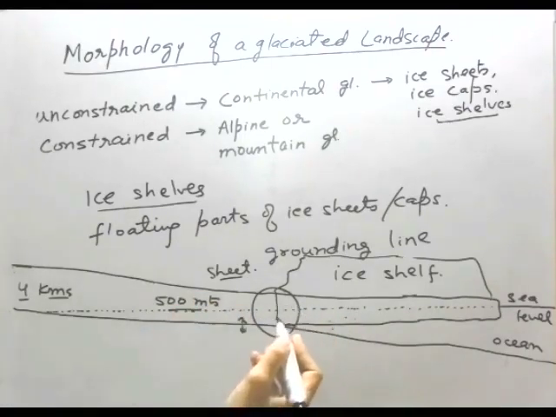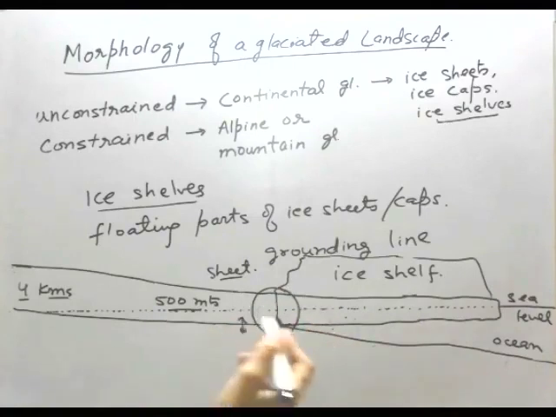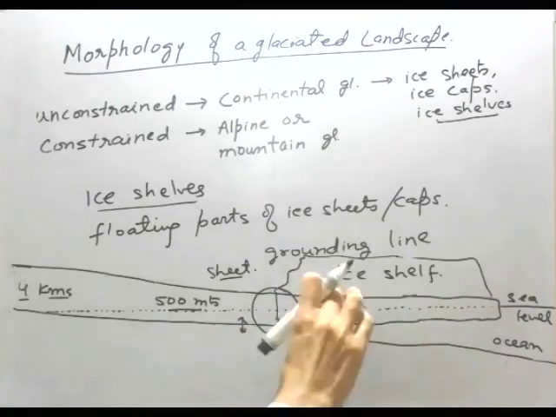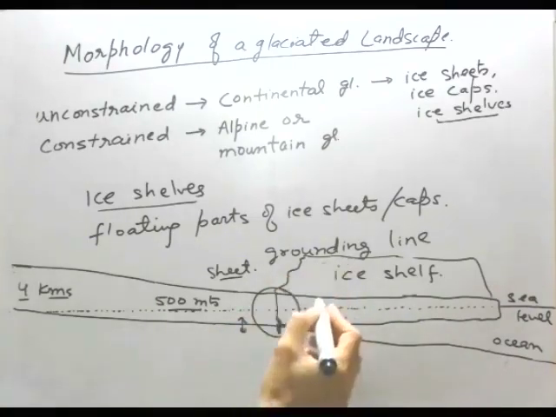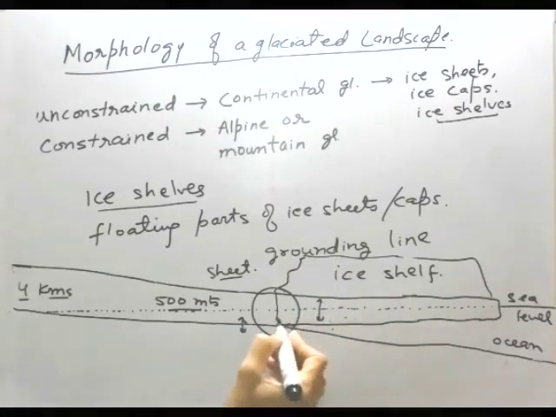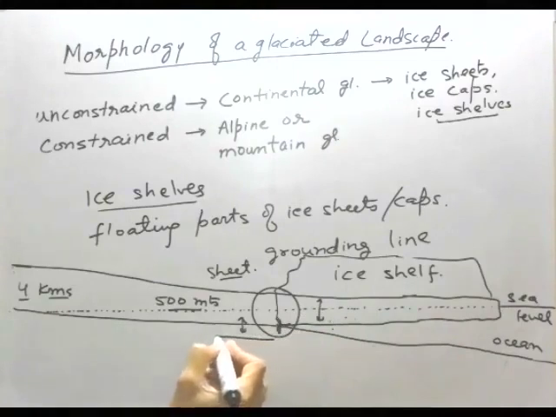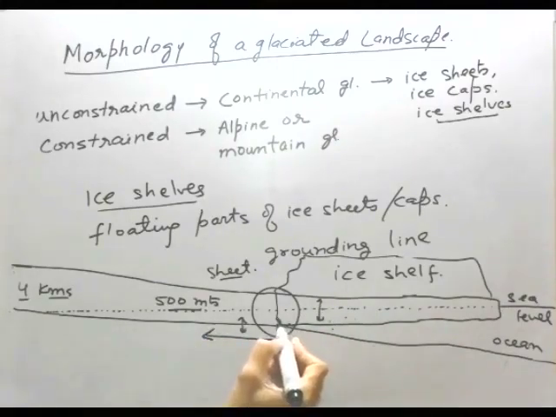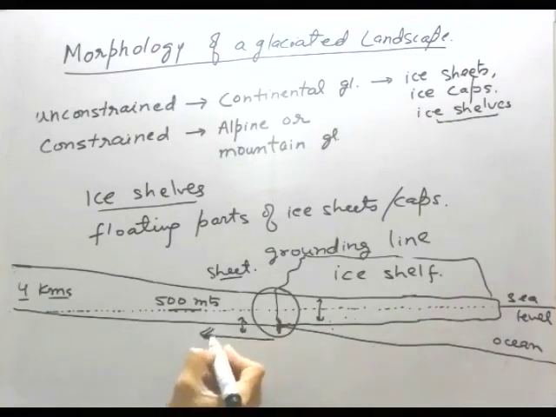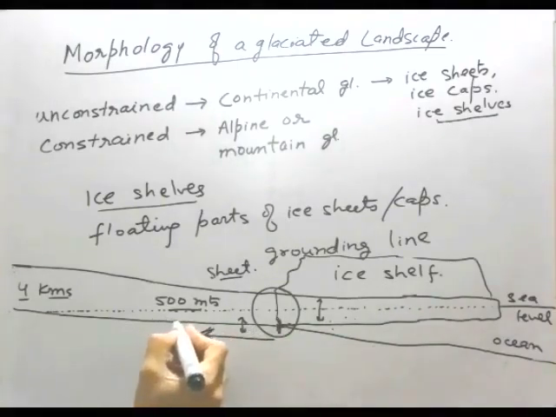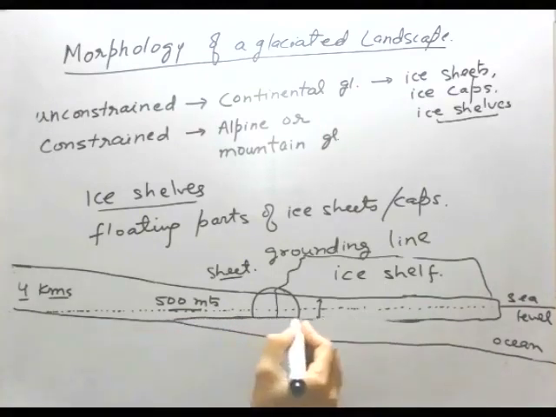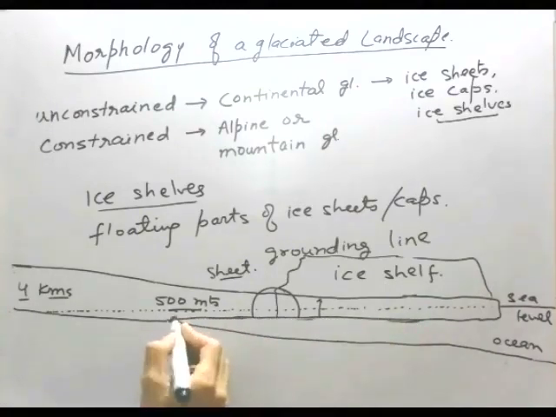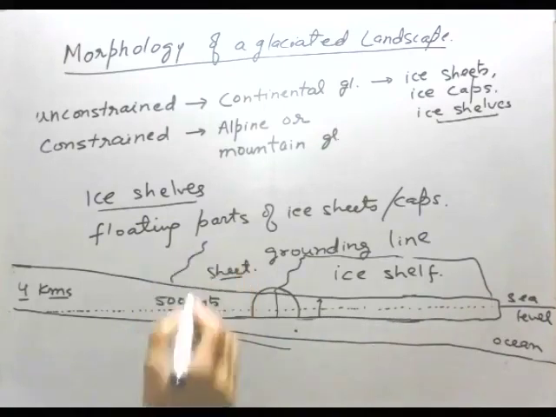There is another possibility: because of rapid melting of ice, the ice becomes thin. If this ice becomes thin, then the grounding line will move towards the continent side. The grounding line is at present here, but because of the thinning of the ice sheet, at some point of time it may be here. So now the grounding line is over here. The grounding line has shifted.